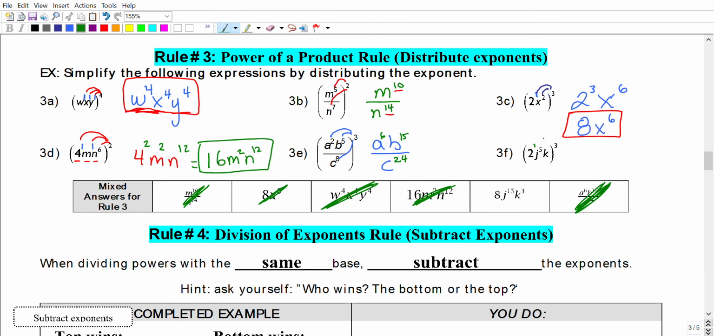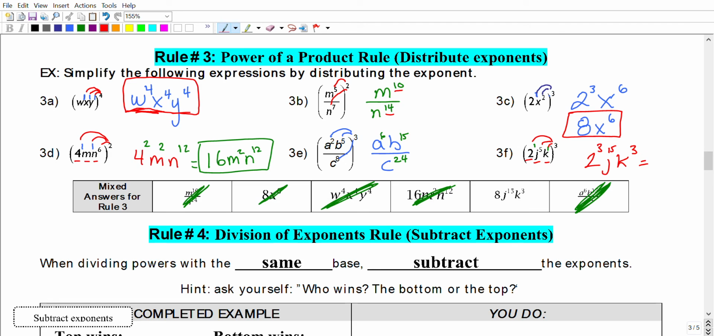Again, this is a 1 if there's no exponent, and that's another 1 if there's no exponent. So again, I have how many bases? 1, 2, 3. So rewrite them. 1, 2, 3. Now just distribute 1, 2, 3. So 1 times 3 is 3. 5 times 3 is 15. And 1 times 3 is 3.